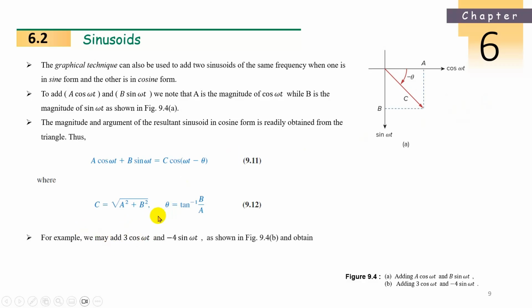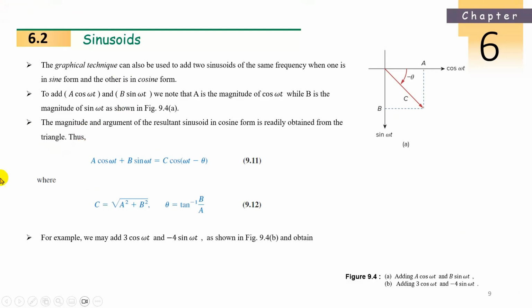Now for example, let us take 3 cos omega t minus 4 sin omega t. Now draw the diagram. Where will 3 cos omega t be? Cos means horizontal, right? Plus means right side, minus means left side. So plus 3 cos omega t, you can say this is 3. This is cos omega t. This is the reference point 0.